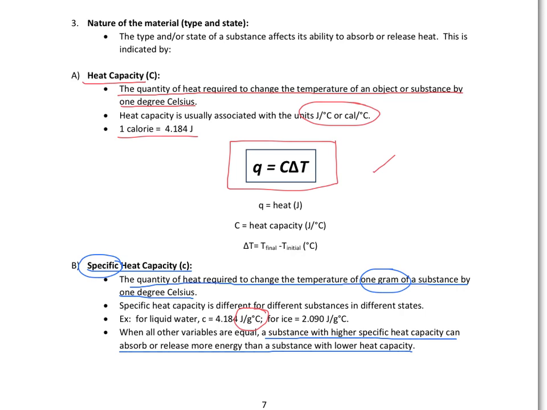Q is equal to C delta T. So remember that heat is represented by Q and usually given as joules. Heat capacity is a capital C, usually given as joules per degree Celsius. And delta, meaning a change in, delta T is equal to T final minus T initial.